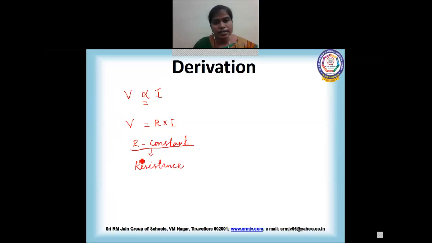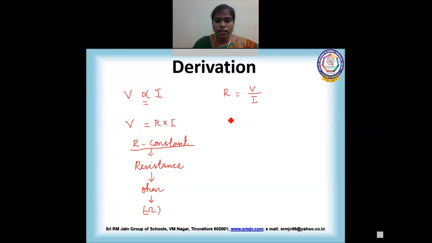So what is resistance? Resistance is a property of a conductor which will resist the flow of electric charge through it. The SI unit of resistance is ohm, and it is represented with the Greek letter omega. So this R will become V divided by I. So resistance is nothing but the ratio between the potential difference and the current.